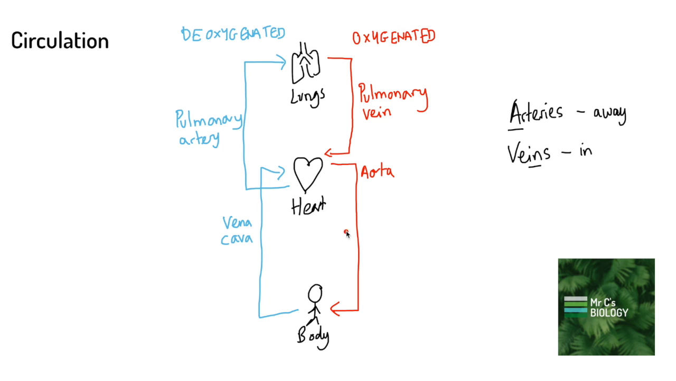Most arteries branch off the aorta down here. And so most arteries are in fact oxygenated. The pulmonary artery is the only artery that's deoxygenated. And similarly with the vena cava, a lot of the veins in the body drain back into the vena cava from different parts of the body. And so most veins are deoxygenated, but the only oxygenated vein is the pulmonary vein over here.